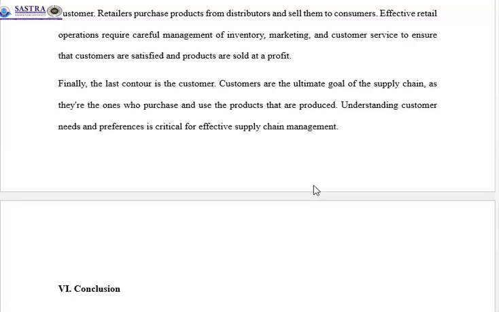So the customer's point of view is always that they want the product to be delivered on time with the proper settings, with the proper packaging, labeling, branding, everything they need in a proper methodology, and at the same time the supply must reach them on time. So this is the final point regarding the contour.